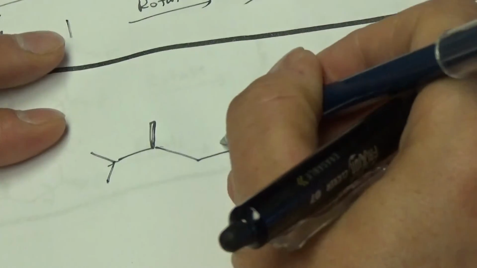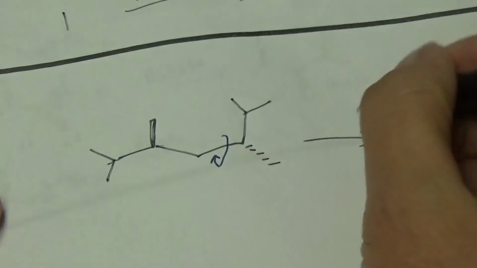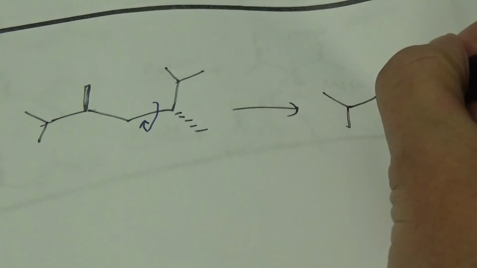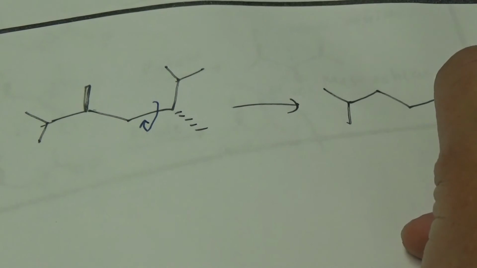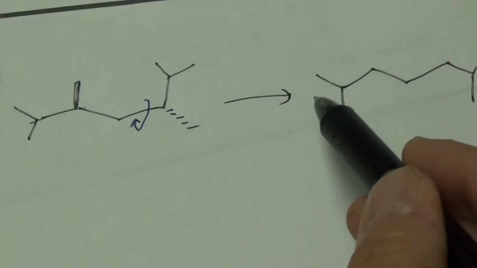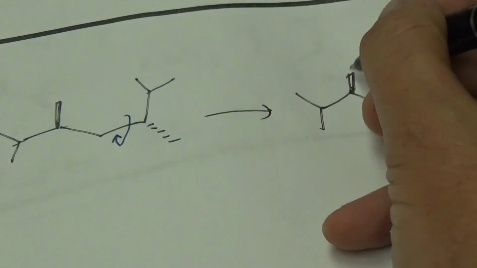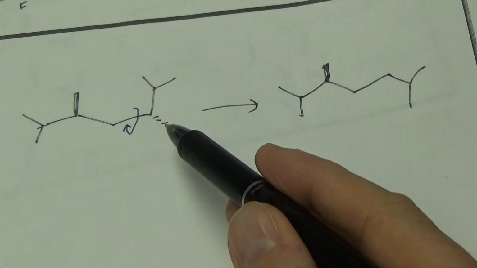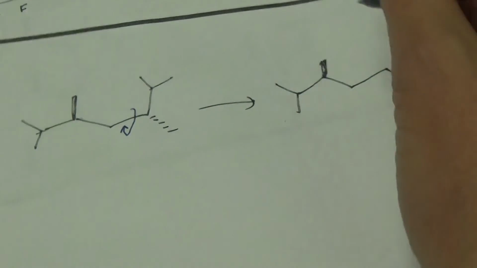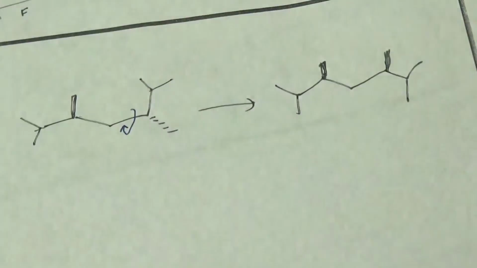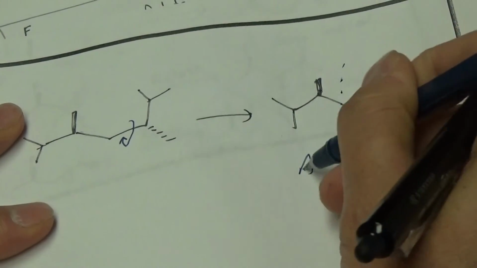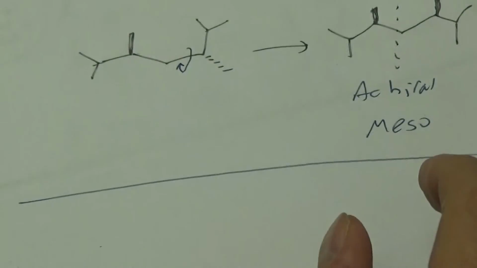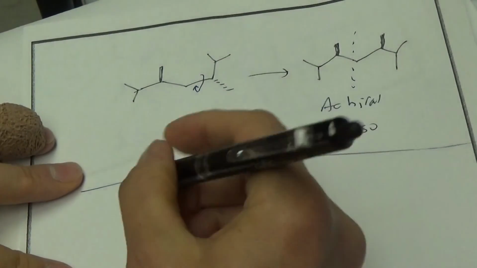All right, so you rotate, make an extended zigzag, and now we got the isopropyl on the left. Left methyl was wedged, it stays wedged. Right methyl was dashed, now it is wedged. Now you can see the plane of symmetry. Oh yeah, totally achiral meso. The last one. We're actually done with the chapter. Yay. Moving forward.